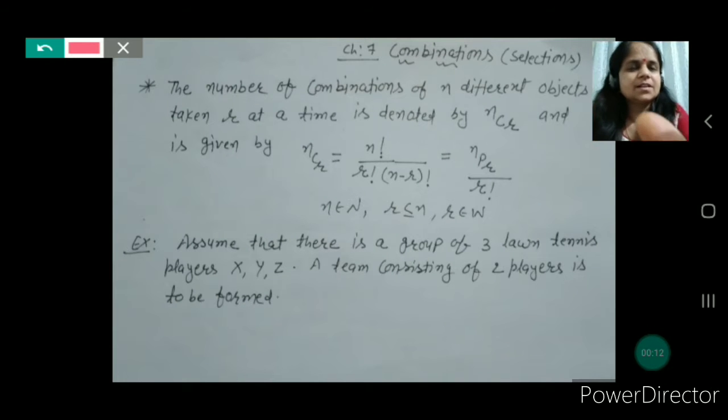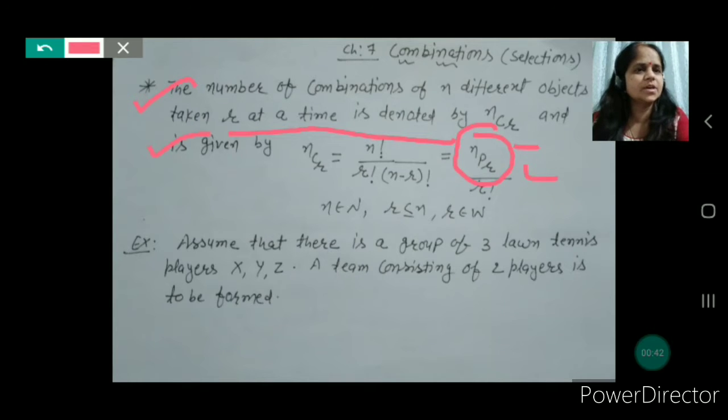First of all, the number of combinations of n different objects taken r at a time is given by nCr, and it is given by nCr equal to n factorial by r factorial times (n minus r) factorial. And you know that n factorial by (n minus r) factorial is nPr. So nPr divided by r factorial is known as nCr. C for combination. Now let's take an example of what a combination is.